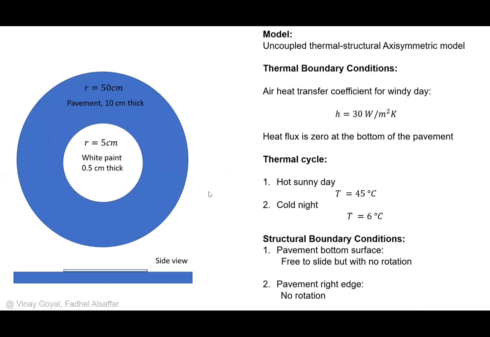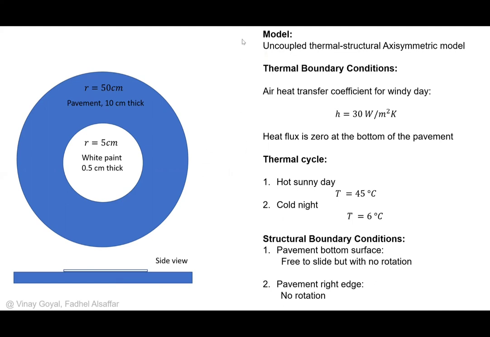And now let's move to our problem. Our problem is simplified such that the pavement has a circular shape and the paint on top of it also has a circular shape. For the pavement, we have a radius of 50 and a thickness of 10 centimeters. For the paint, we have a radius of 5 and a thickness of 0.5 centimeter. And you can see the side view here.